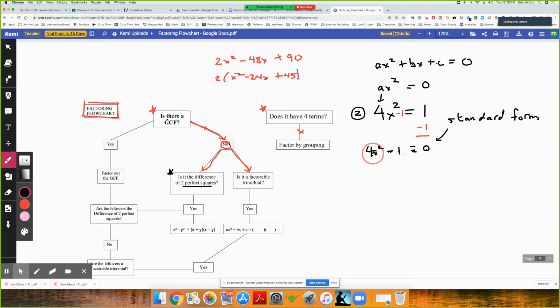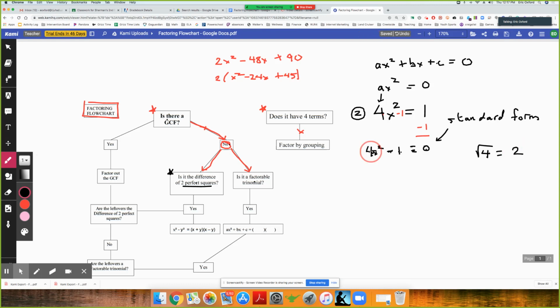Is that a perfect square? And is that a perfect square? Well, we can look at the definition of what perfect squares are. A perfect square is when you take the square root of a number, and then you get a whole number.